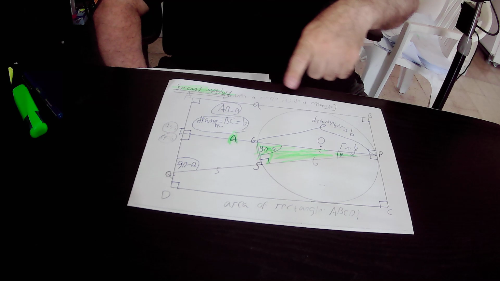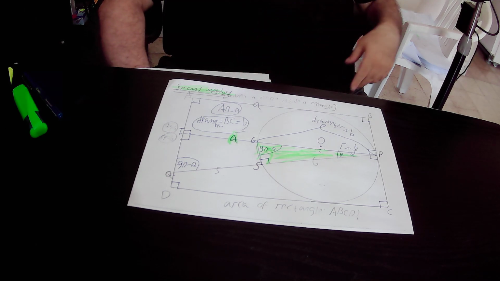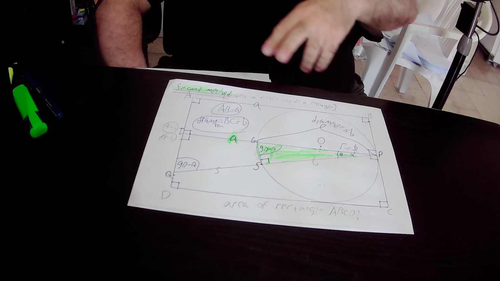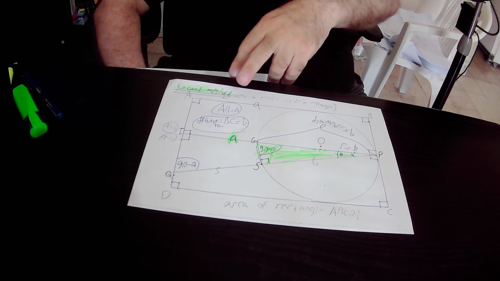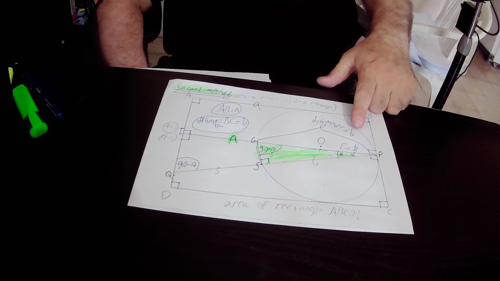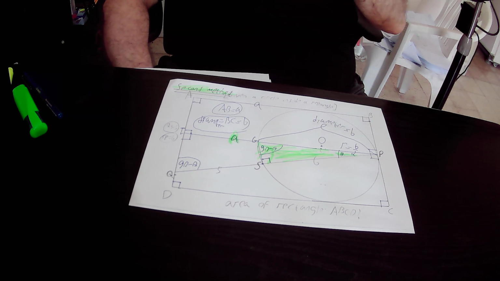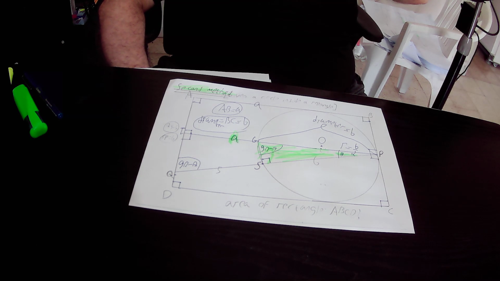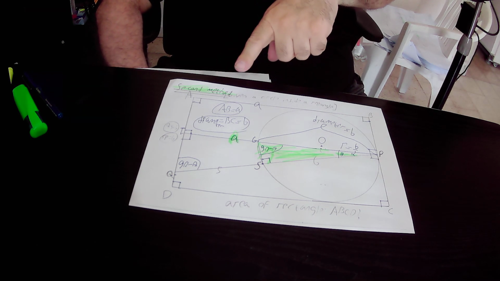We defined AB as A, BC as B. BC is also the diameter of the circle. So here BC equals B, but if B is the diameter of the circle, then the radius must be equal to half of it. That is to say, the radius of the circle equals B over 2. Okay? Then we extended the radius PO until it touches side AD of rectangle ABCD at point T.